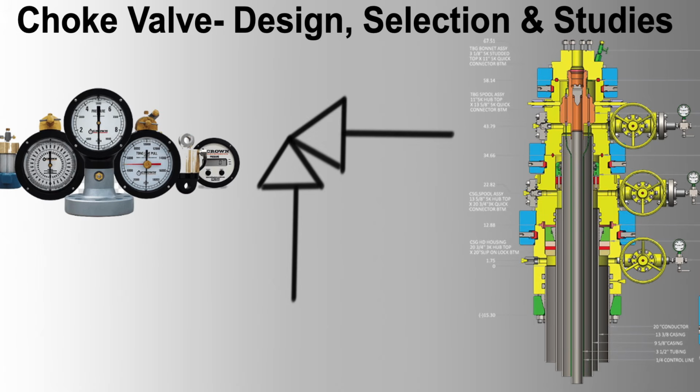3. Control system integration. Ensure compatibility with existing control systems such as SCADA or DCS. Feedback loop: implement a robust feedback loop to continuously adjust the valve position based on real-time data. Redundancy: include redundant sensors and actuators to maintain control in case of primary system failure.